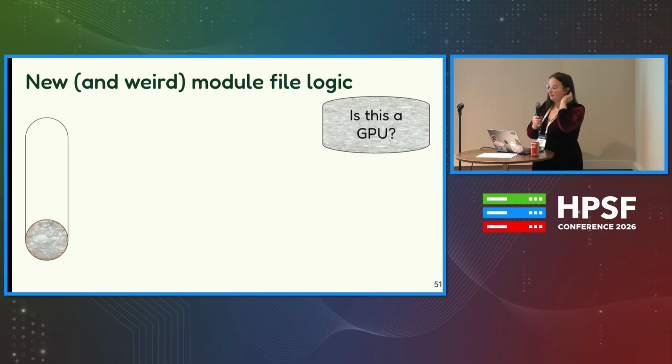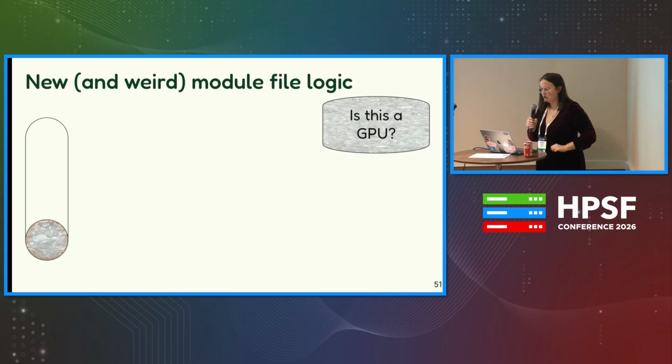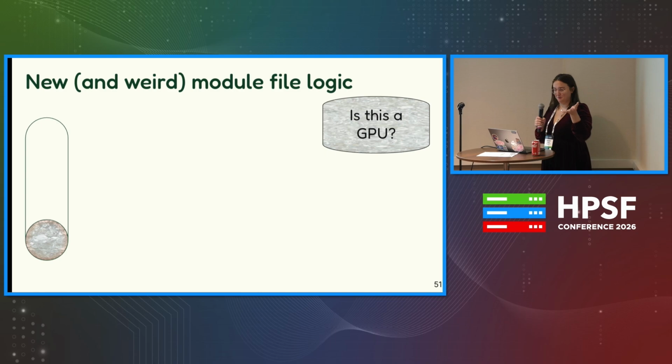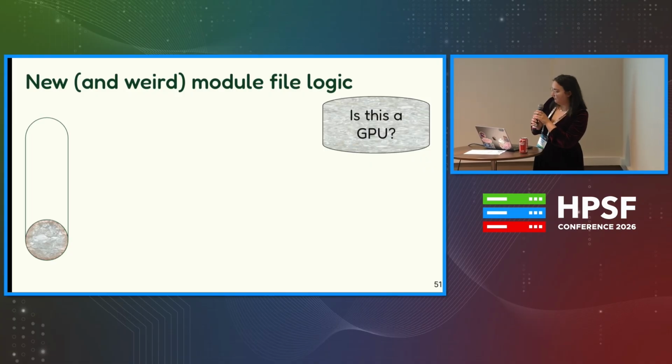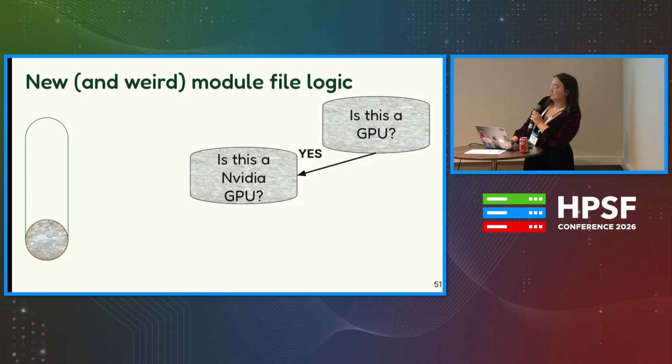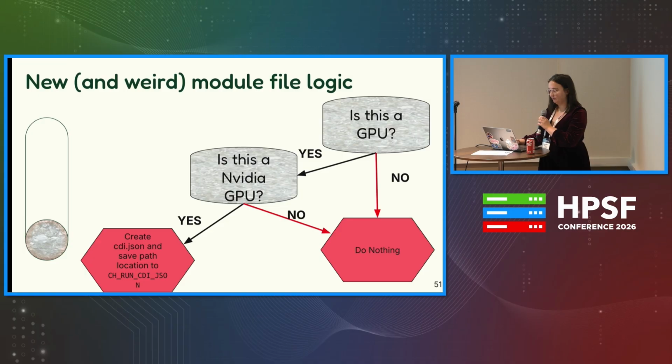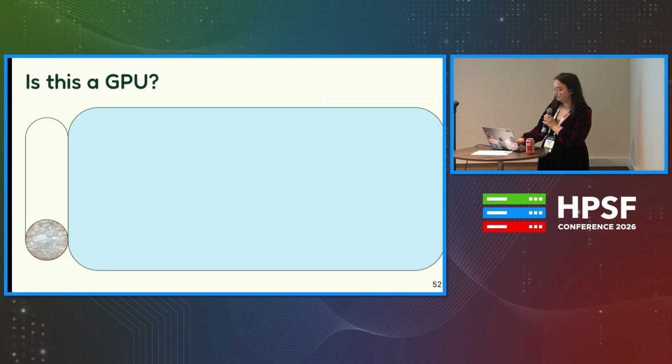What ended up working the best was that I actually had to tweak the actual module file for Charliecloud versus the install. It's a little funky and weird, but it's working so far. So this is, at a high level, the new logic I had to add. In the module file, it first checks if the node is a GPU. Then it checks if it is an NVIDIA GPU. And if it is, it will do all the CDI stuff. But if it's not a GPU or not an NVIDIA GPU, it does nothing and works as it originally did.